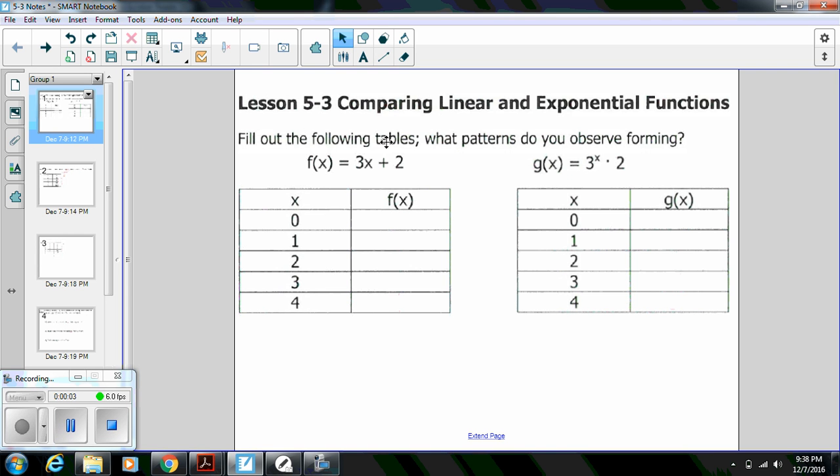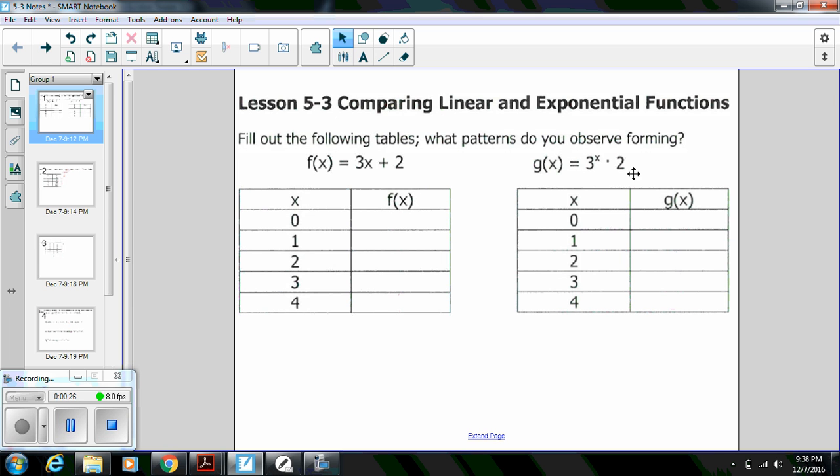Okay, so today we're going to do some things with linear and exponential functions. We are going to compare linear and exponential functions. So by the end of this lesson, you will be able to compare and contrast the differences between the two types of functions, their graphs, their slopes, their average rates of change, things like that.